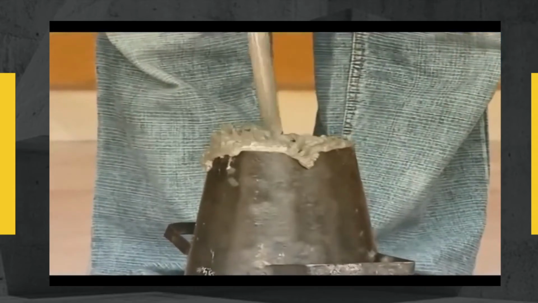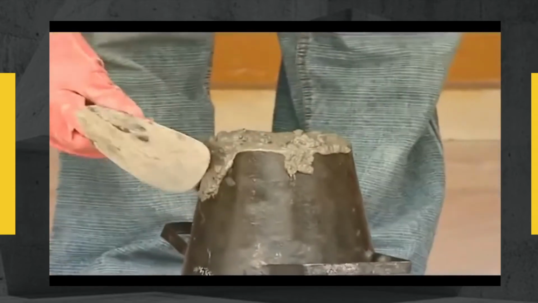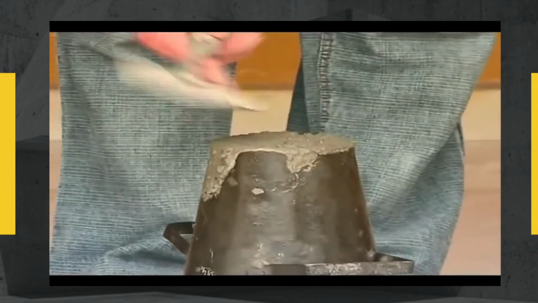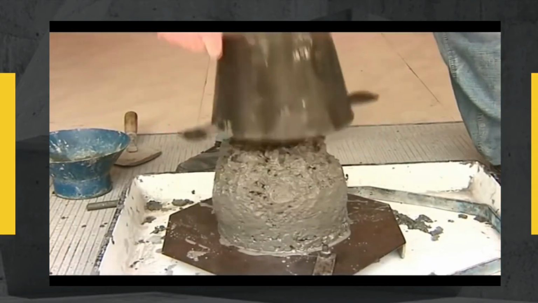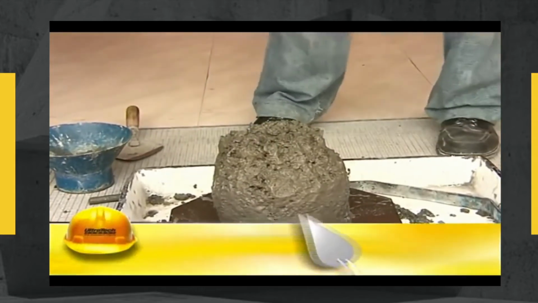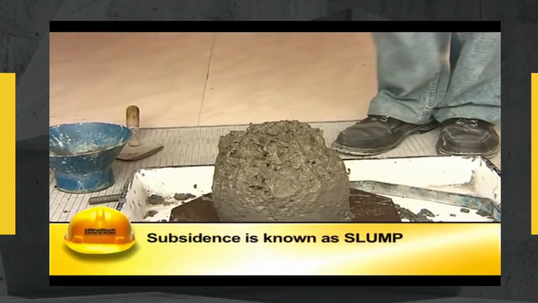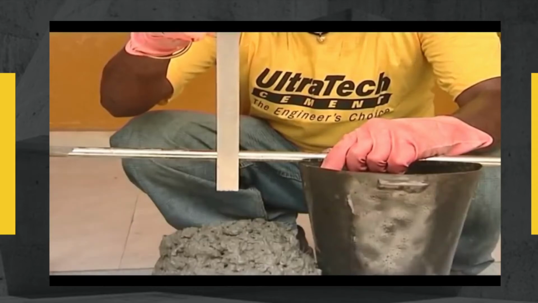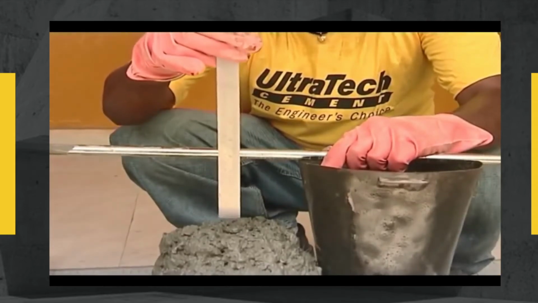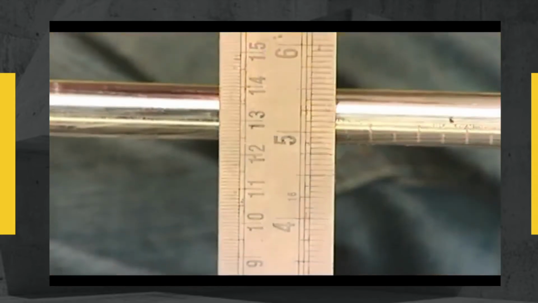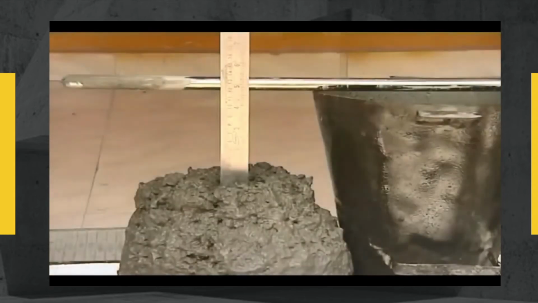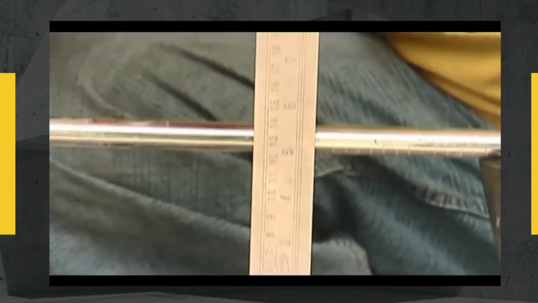After the top layer is tamped, the concrete is leveled with a trowel so that the mold is filled exactly to the top. The mold is then removed by raising it gradually. The concrete will subside. This subsidence is known as slump. This operation shall be carried out without any jerks or vibrations and within a period of 2 minutes after completion of final tamping. The difference in level between the height of the mold and that of the highest point of the subsided concrete is measured. The subsidence measured is the slump of the concrete.